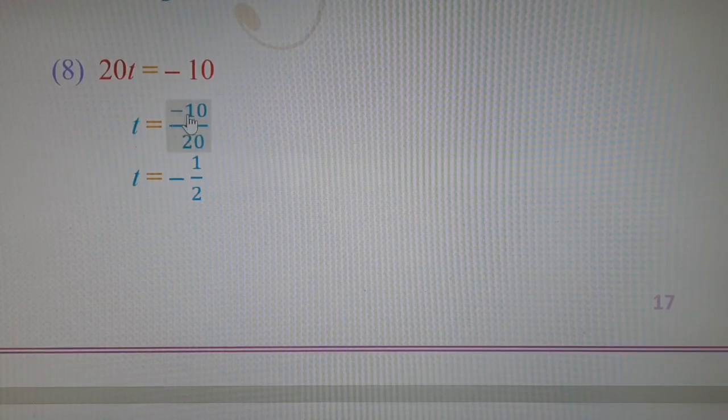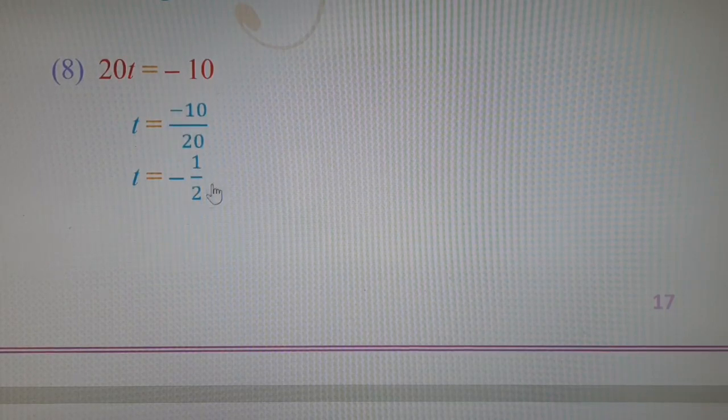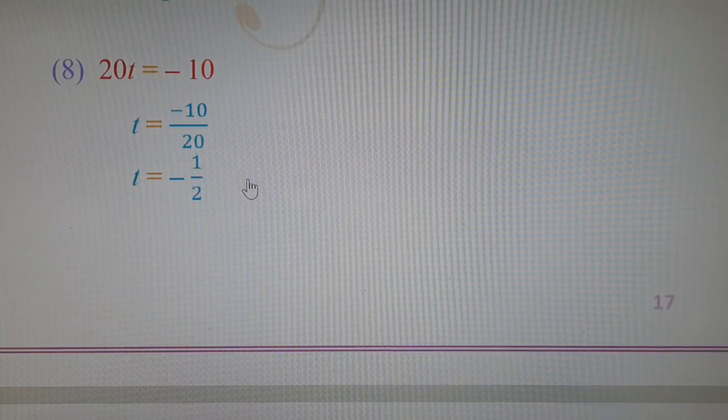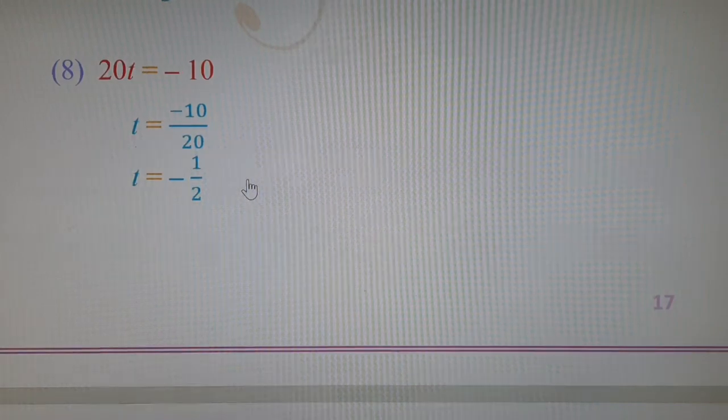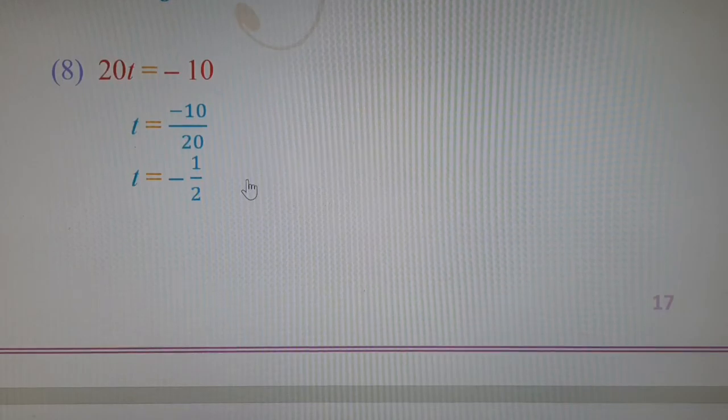Minus 10 we copy as it is in the numerator. So in the next step we'll get t is equal to minus 10 upon 20. 0 and 0 are cancelled because we can use the 10 table. 10 ones are 10, 10 twos are 20, and the minus sign will remain as it is. Minus 1 upon 2 is our answer in the next step. T is equal to minus 1 upon 2 is the solution for the given equation. Main question 3 we'll do in the next video.